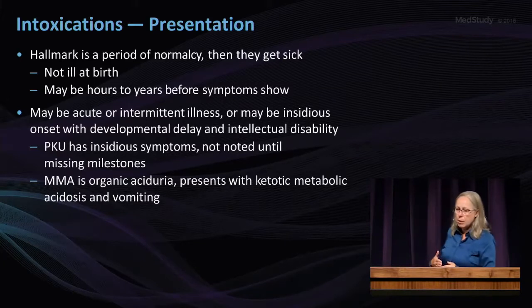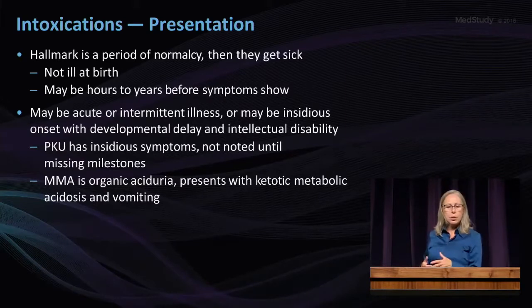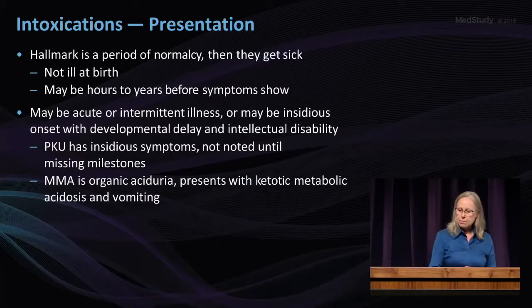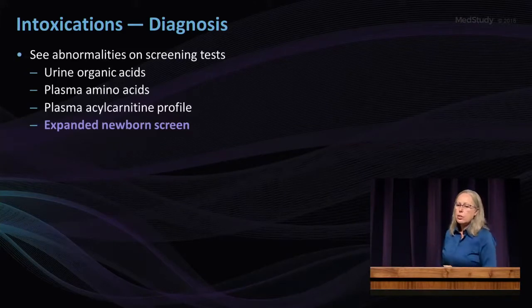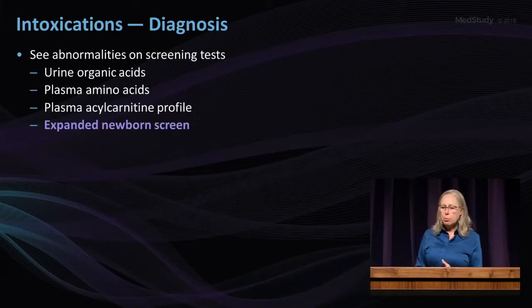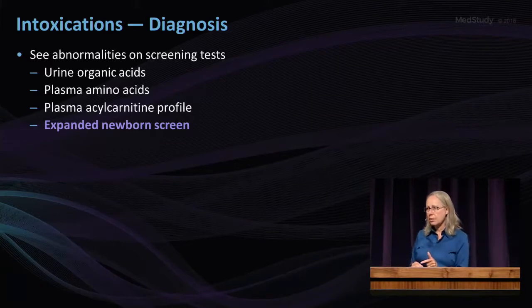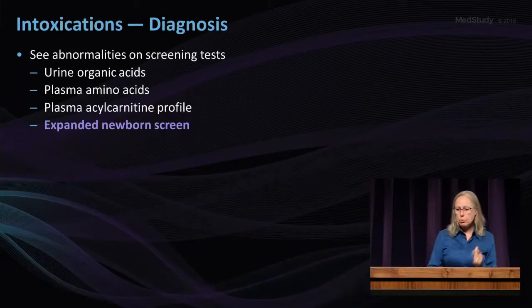Methylmalonic acidemia, or MMA, is an organic aciduria that will present early with ketotic metabolic acidosis, and vomiting will get your attention. So you're going to see your abnormalities on screening tests in your urine organics, your plasma amino acids, plasma acyl carnitine profile, and your expanded newborn screening. So that's really been the game changer over the last 20 years, is being able to do tandem mass spec and to look for the amino acids and the acyl carnitine profile on that newborn screen. What you're not getting is the urine organics, because it's only a blood test on newborn screening.